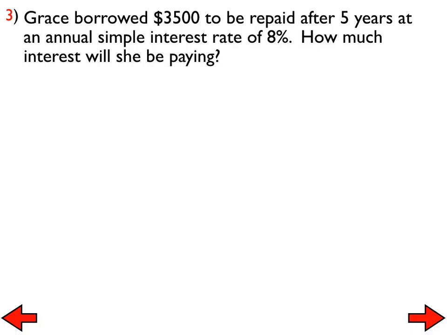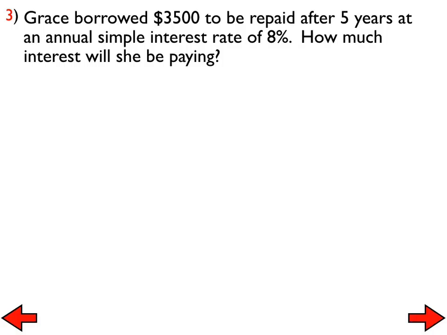Number 3 says that Grace is borrowing money, but she has to pay back, right? Again, nothing in life is free. You can't just borrow money. You have to pay for it. So the longer you borrow that money for and the more you borrow, the more interest you also have to pay. So she's borrowing $3,500 and she's going to repay it after 5 years. And the rate that she is being charged is 8%.